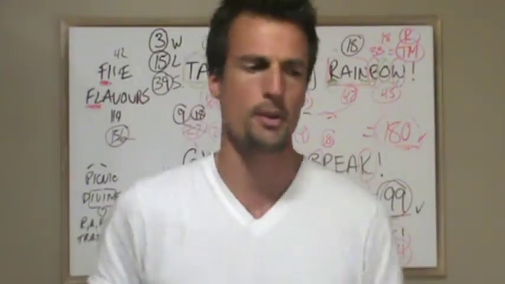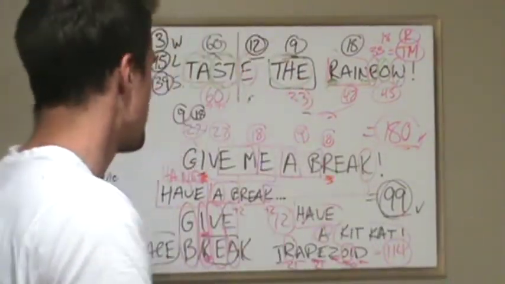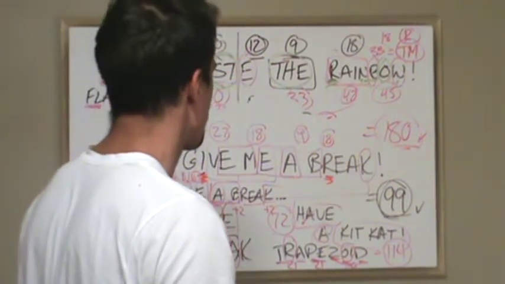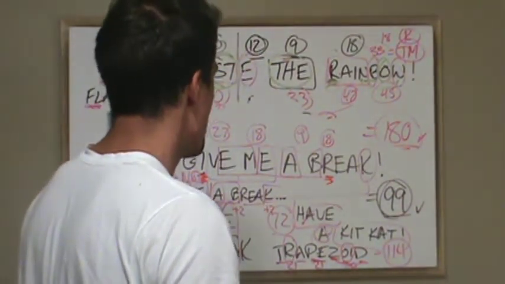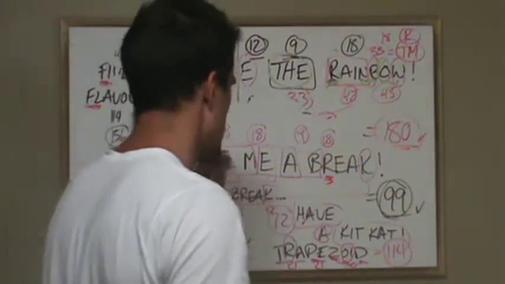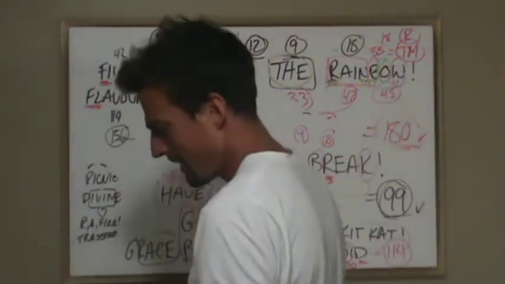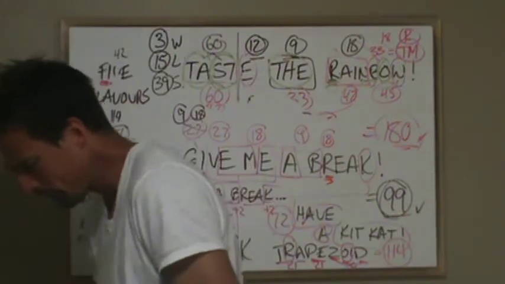So you got 3 couples that get married and 3 solos that are amazing. Amazing, amazing, amazing. Trapezoid. There you go. Off a Kit Kat.